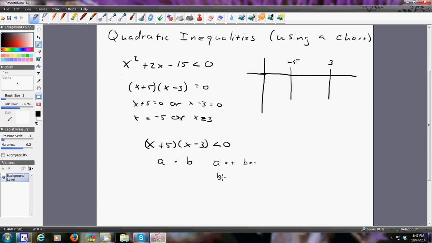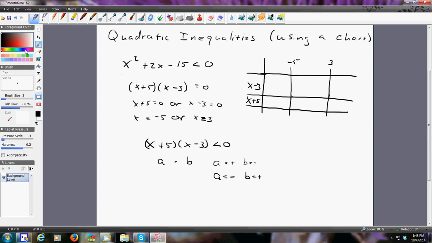And similarly, if a was negative and b was positive, their product would be less than 0 because it would be a negative number. So what I'm going to do is I'm going to put in x minus 3, x plus 5. Now I'm going to draw this line. And now I know what happens. I know what happens when x equals -5. This whole thing turns to 0, and that's going to be no good.